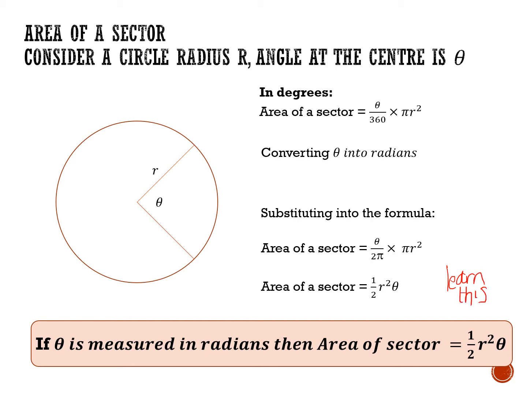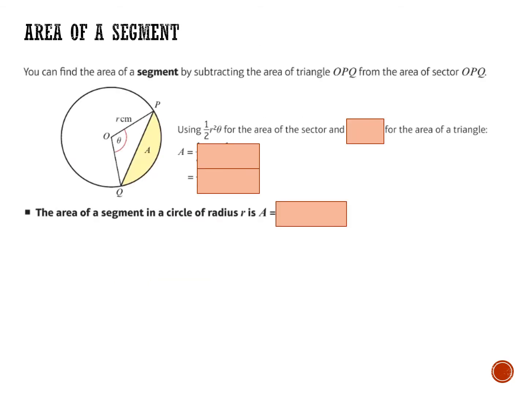So remember, the arc length is r theta. When theta is in radians, the area of a sector is half r squared theta. Okay, so that's a sector, and we'll look at some of those in a minute. Let's have a look at a segment then. Now this is a segment.